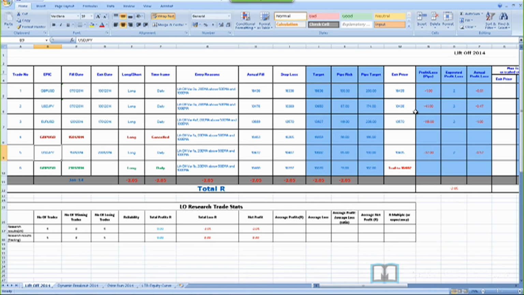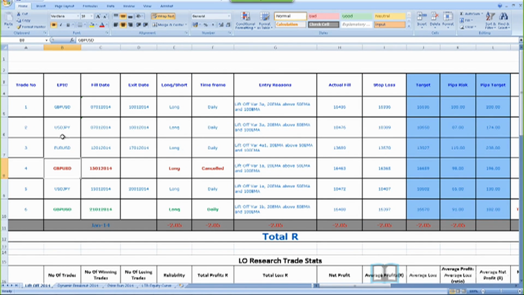Now, what we're looking at on the journal are the trades that have been taken so far for the year. What we can see pretty much straight away is that there are some different color codes on here. These are basically telling us that we are looking for certain trades, and certain things are happening at these points in time.